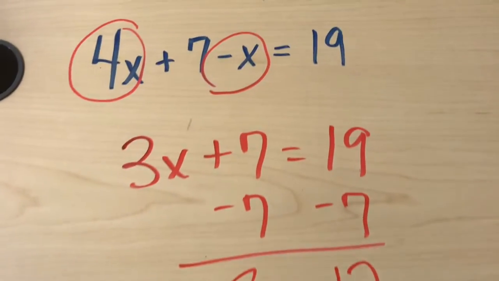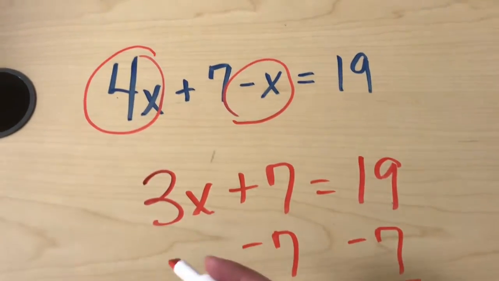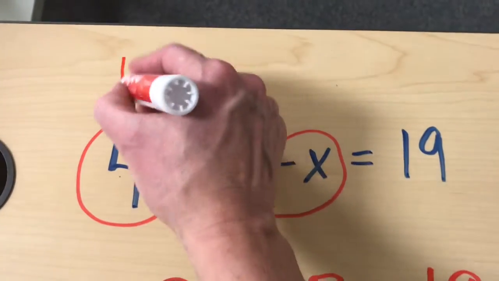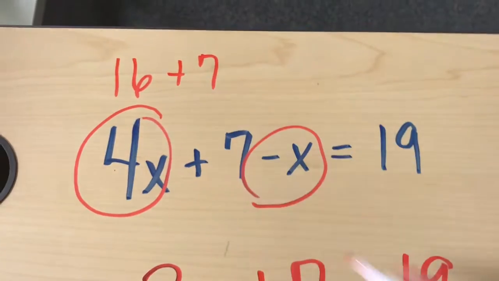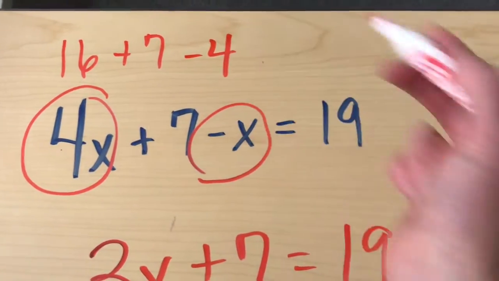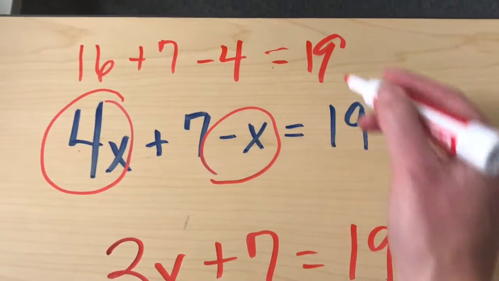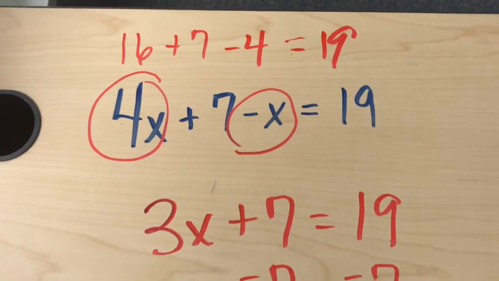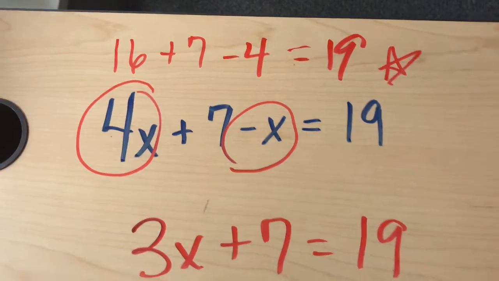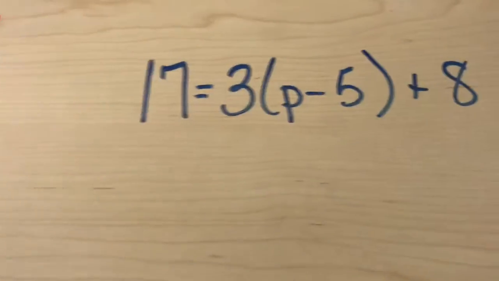Okay, and I can plug it back in. If I put 4 here, 4 times 4 is 16 plus 7 minus 4. Does that equal 19? 16 plus 7 is 23, minus 4 is 19. Yay, we got it right. Okay, now we'll move over here.